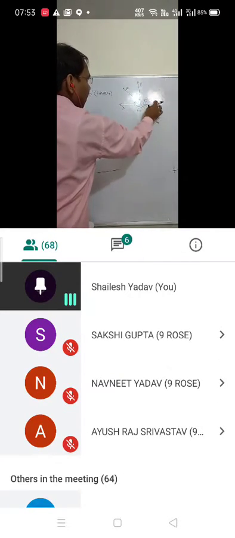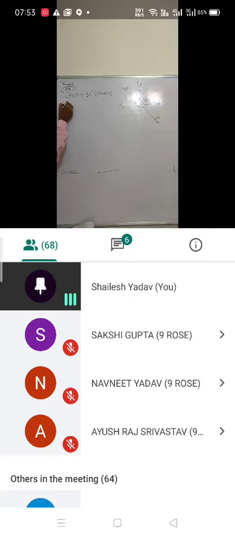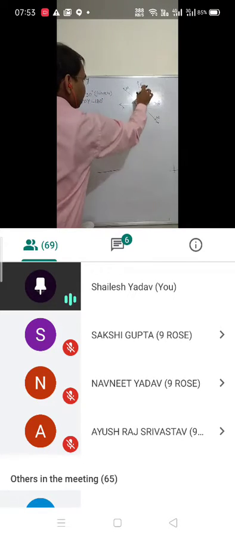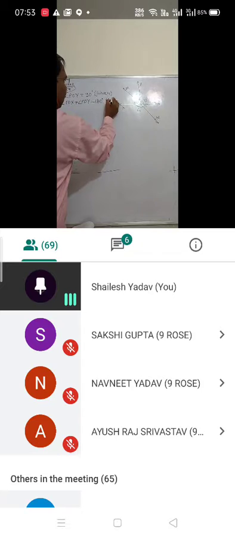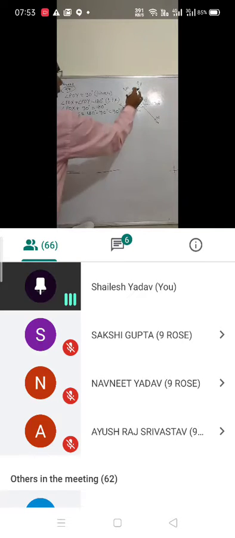The reason is that if angle POY is 90 degrees, you get a linear pair of angles. So you can write angle POX plus angle POY equals 180 degrees. The reason: linear pair of angles, in short LPA. Angle POY is 90 degrees, so angle POX plus 90 degrees equals 180 degrees. Angle POX equals 180 minus 90, which is 90 degrees. So I got the value of angle POX.